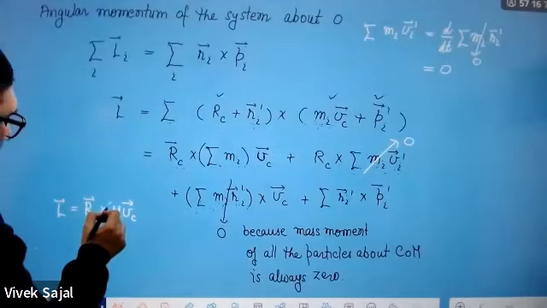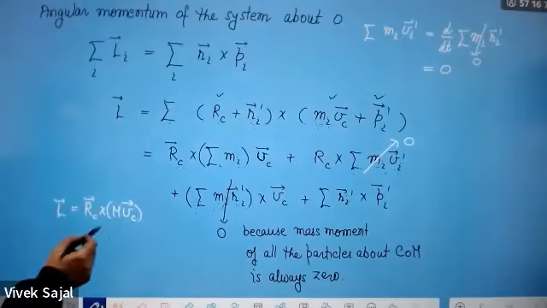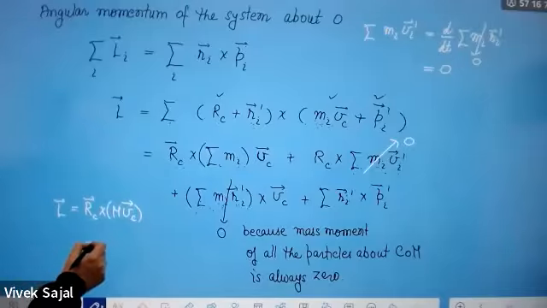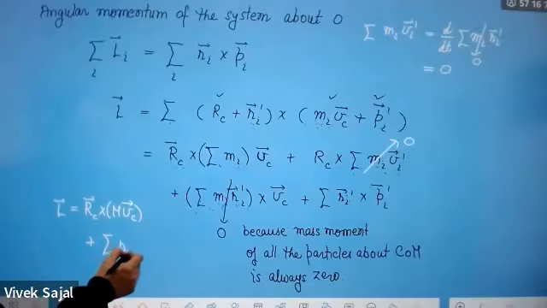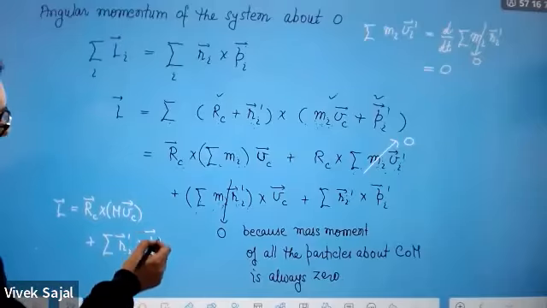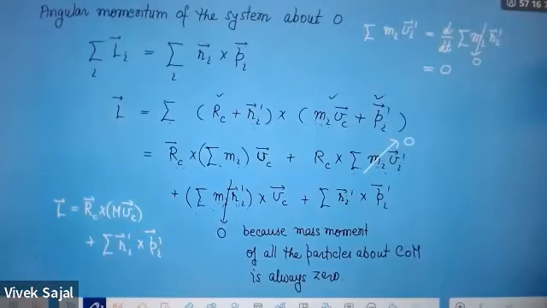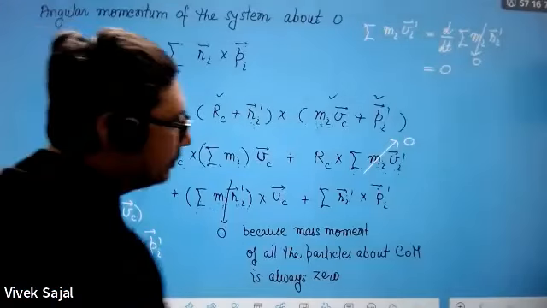Okay. So what is this? This is the momentum of the system. Total momentum of the system. This is second plus, this is sigma Ri prime cross Pi prime. Can anyone recognize this? What is the meaning of this first term? RC cross MVC.